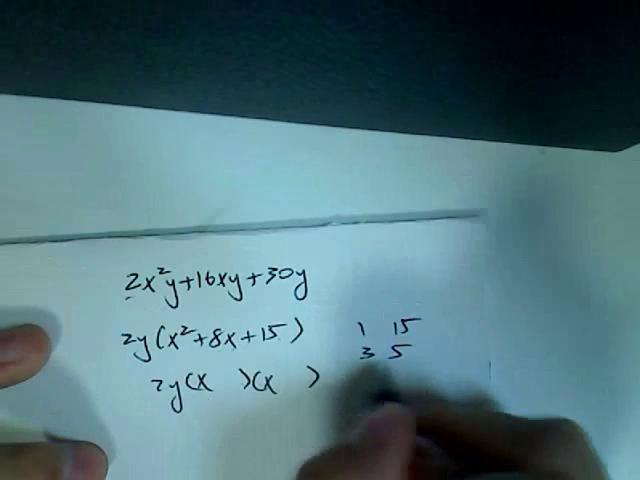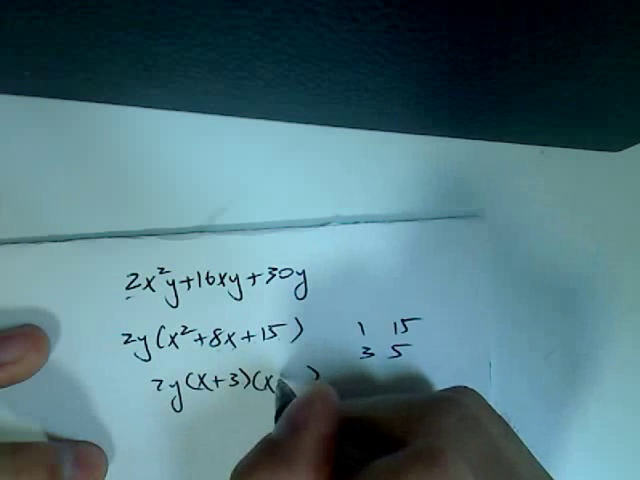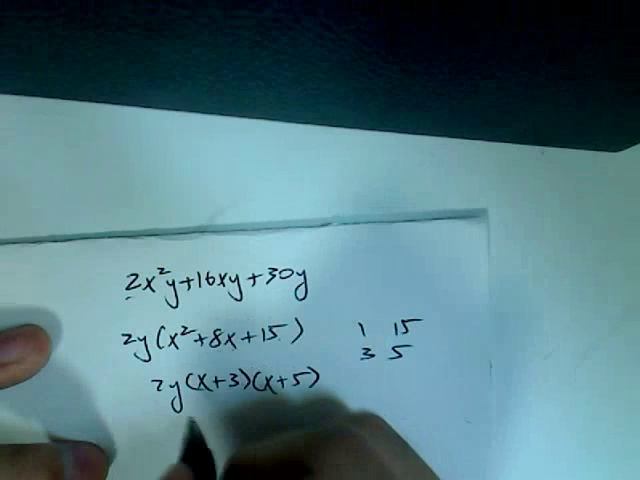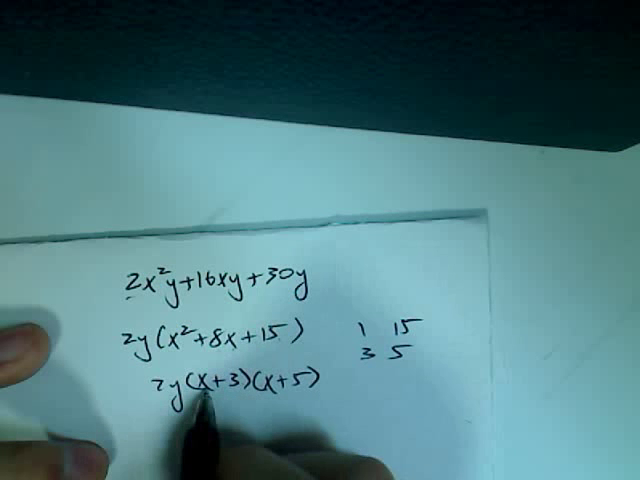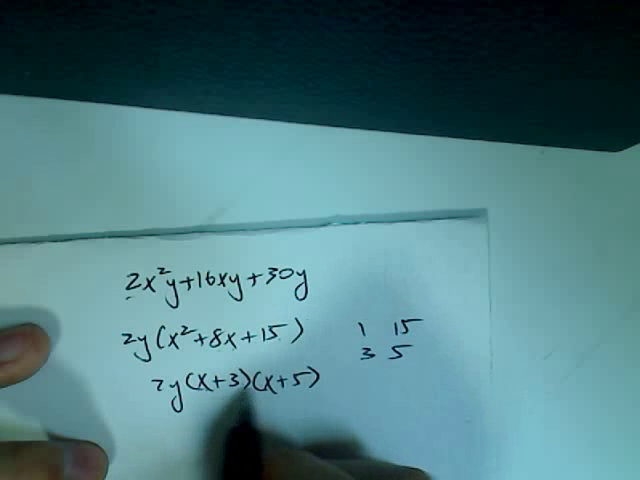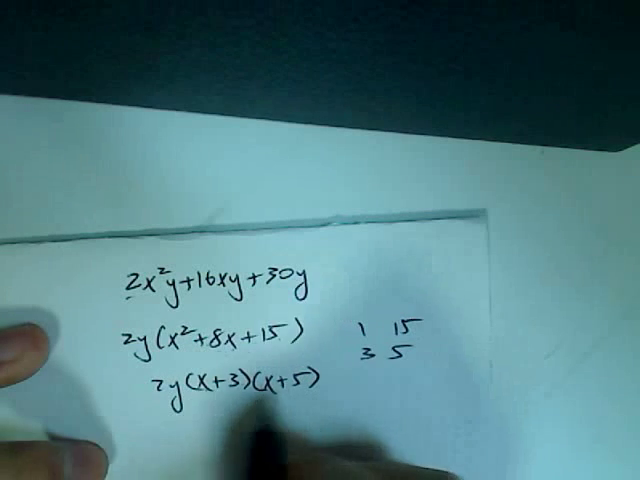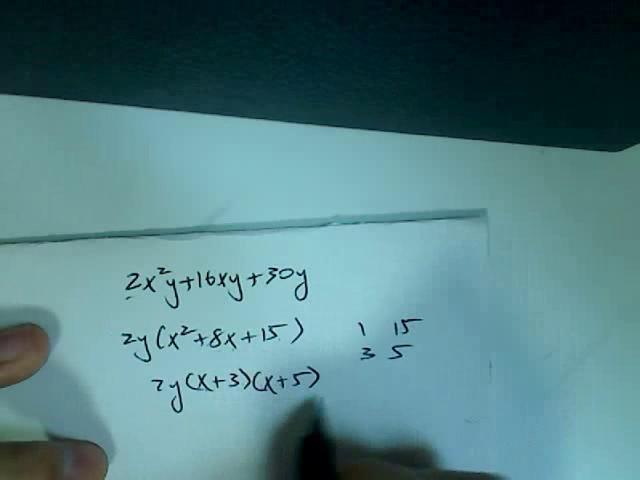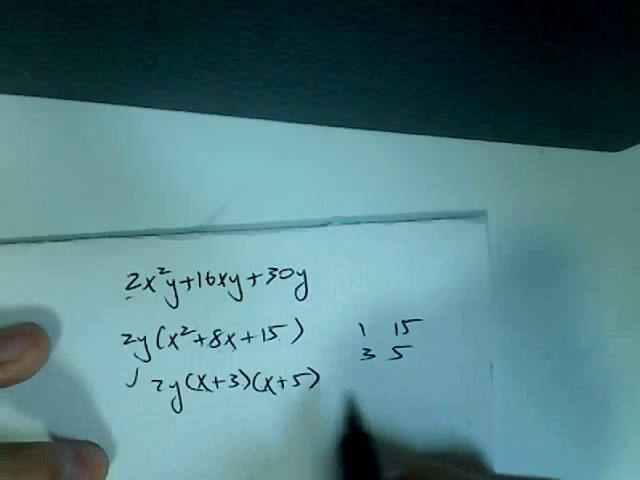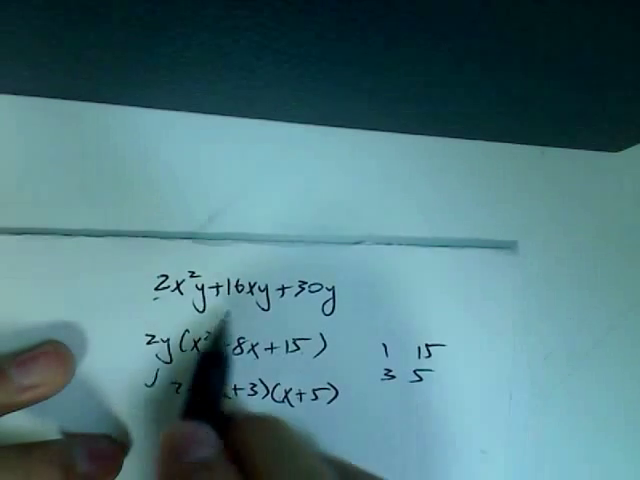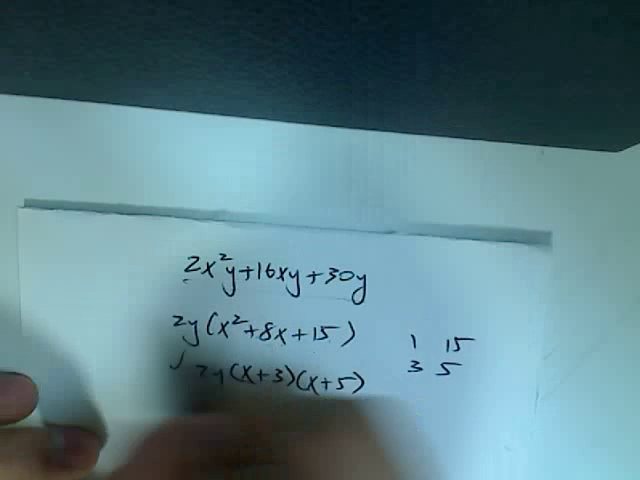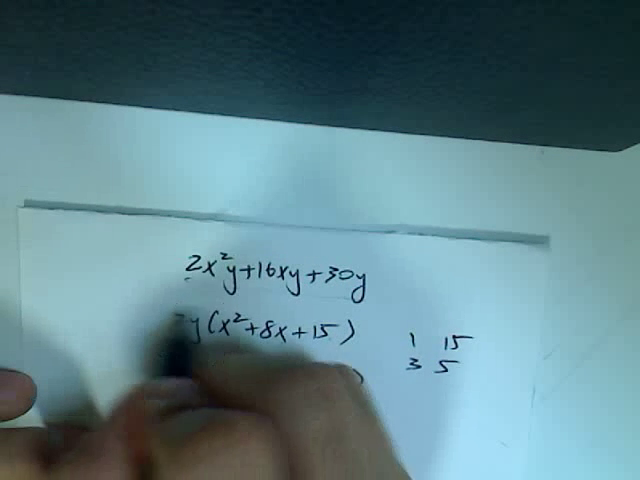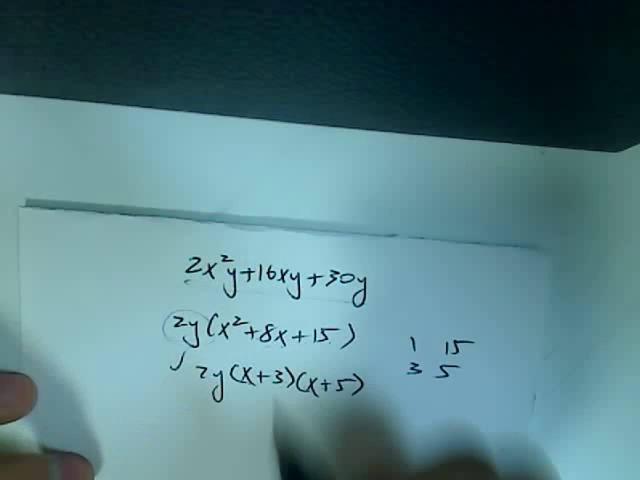So let's put in the numbers 3 and 5. So we have x plus 3 and x plus 5. To double check, you would say this is x squared plus 5x plus 3x, which is 8x, plus 15. So this works. This is the fully factored form of this polynomial. Now when you factor polynomials, always remember, like we did in this problem, that you have to take the greatest common factor out first.